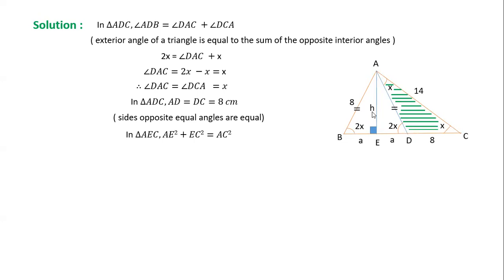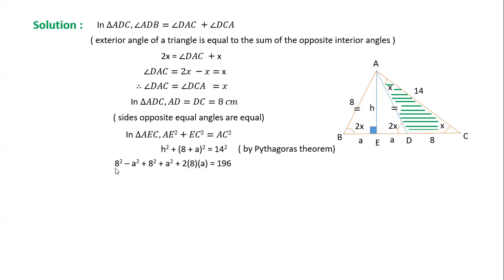AE is H, EC is A plus 8, and AC is 14. So put the values: H square plus (8 plus A) whole square equals 14 square. Now H we have just calculated, this is by Pythagoras theorem. And what is the value of H?